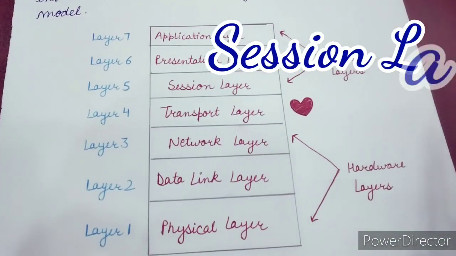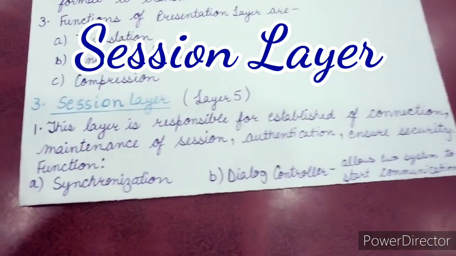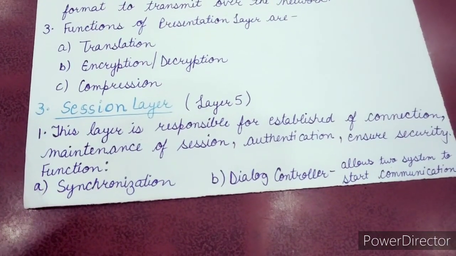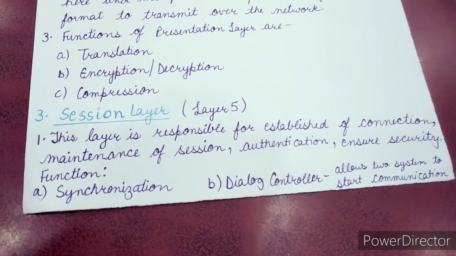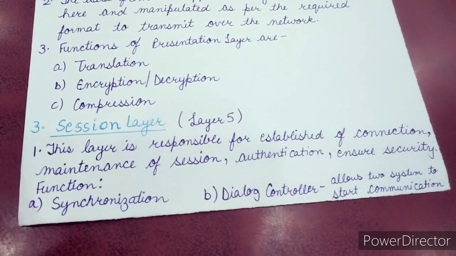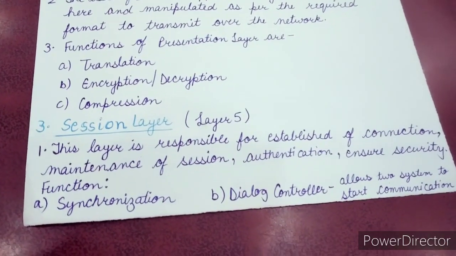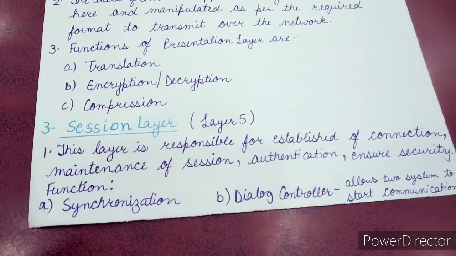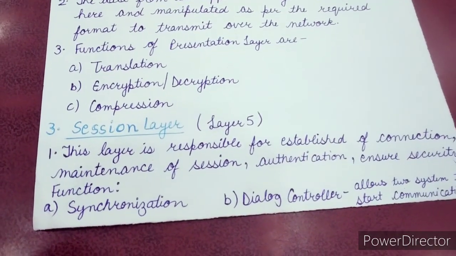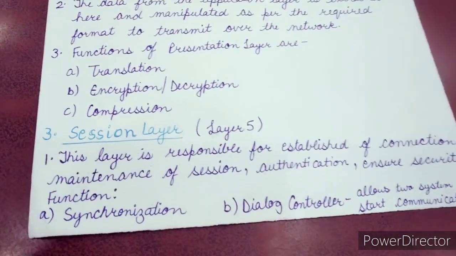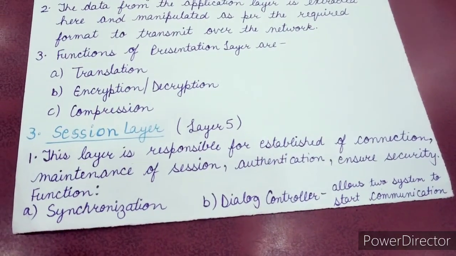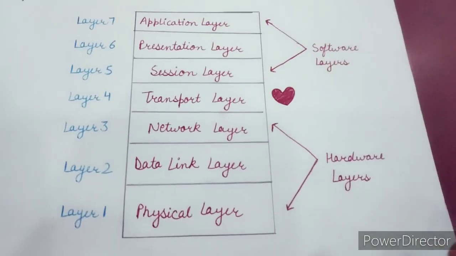Now layer 5, the session layer. This layer is responsible for establishment of connections, maintenance of sessions, authentication, and ensuring security. It helps in establishing the connection between the sender and the receiver, and it ensures security between them. The main functions of the session layer are synchronization and dialog control, and dialog control allows two systems to start communication with the help of half duplex or full duplex.